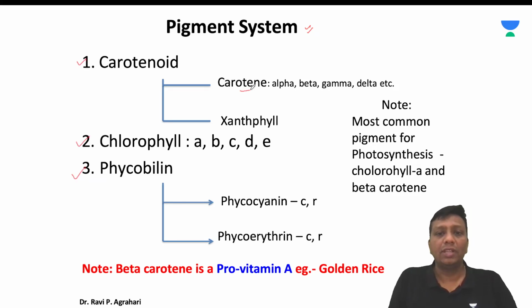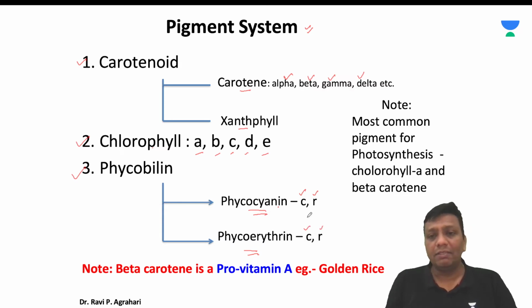Carotenoids have two types, carotene and xanthophyll. Carotene is further of many types: alpha, beta, gamma, delta, epsilon, many of them. And the other one is xanthophyll. Chlorophyll is again of many types: A, B, C, D and E. Phycobilin is of two types, phycocyanin and phycoerythrin. Phycocyanin is further of two types, C and R, and phycoerythrin is further of two types, C and R.